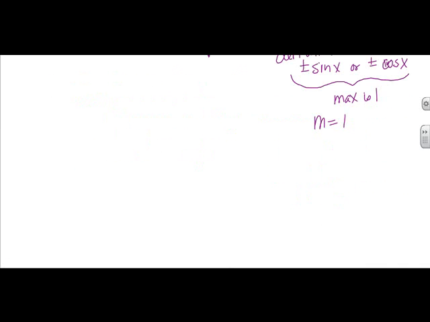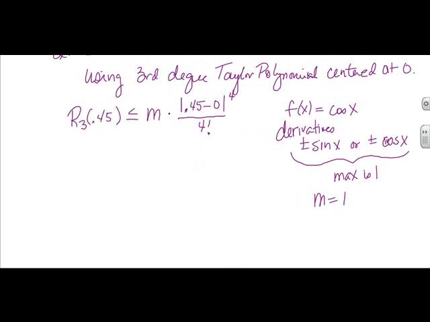So, okay, it's the error, so it should be the absolute value of the remainder. Absolute value of the remainder, R3 of 0.45, has to be less than or equal to 1 times 0.45 to the 4th. Absolute value doesn't change it because it's positive, because I'm subtracting 0, over 4 factorial.